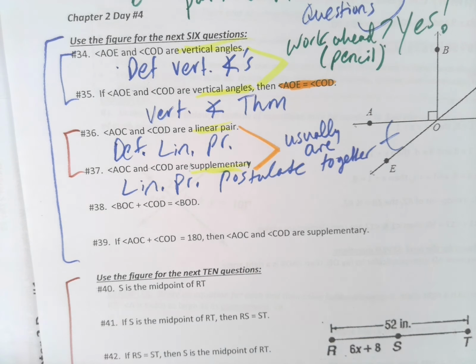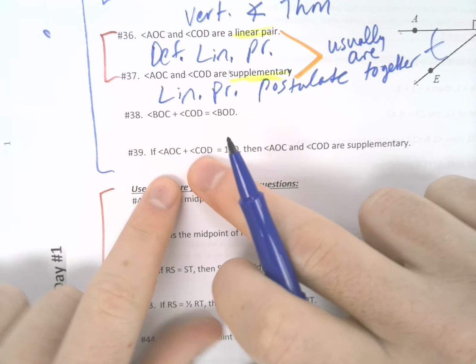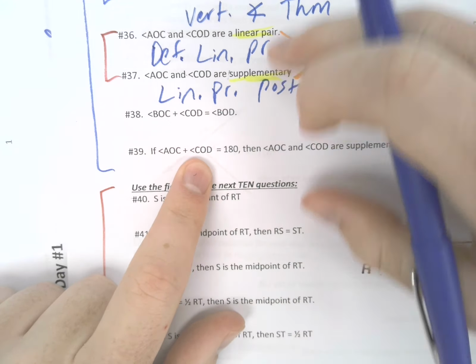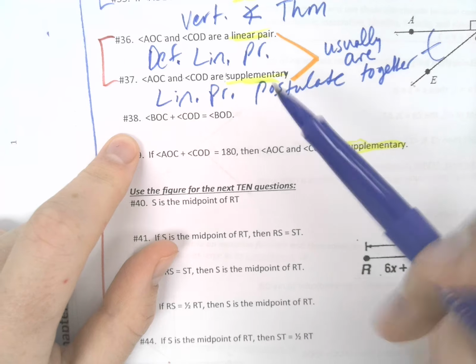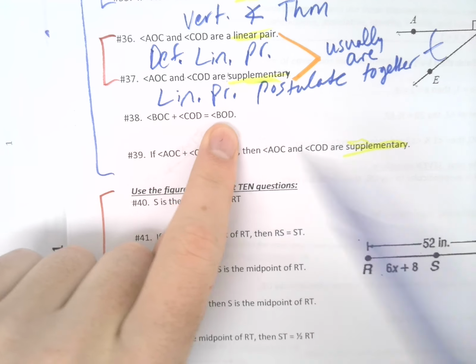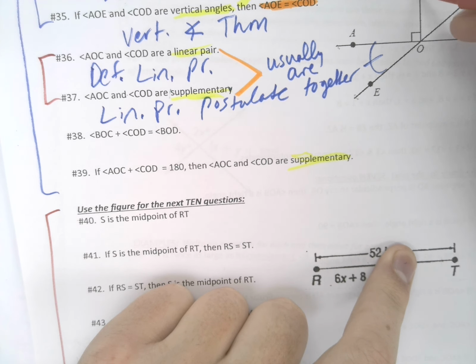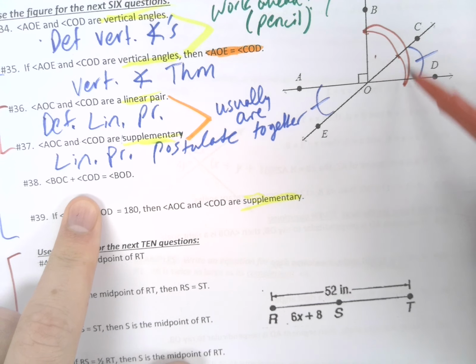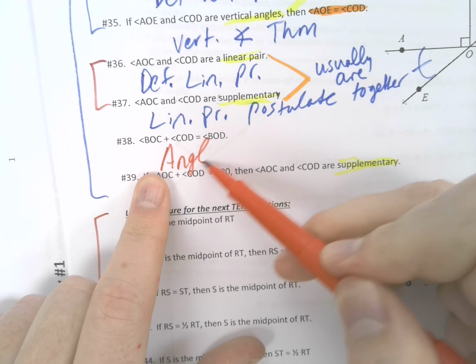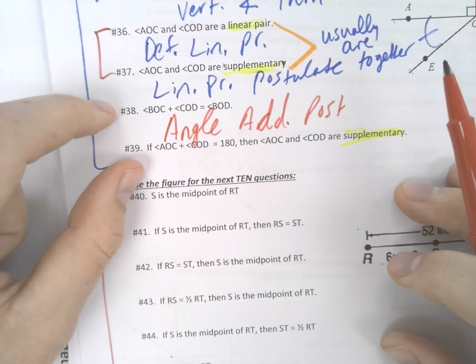And then finally, check it out. We switch over to talking about BOC and COD before heading back to AOC and COD, which we were talking about up here. Let's see. We got BOC plus COD equals BOD. So this looks like a part plus part equals the whole kind of action going on here. We're talking about angles, so that is the angle addition postulate. These last two aren't really connected.